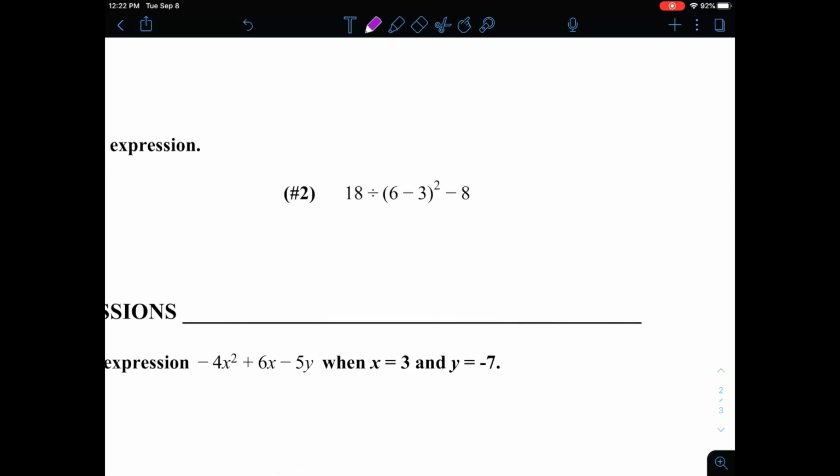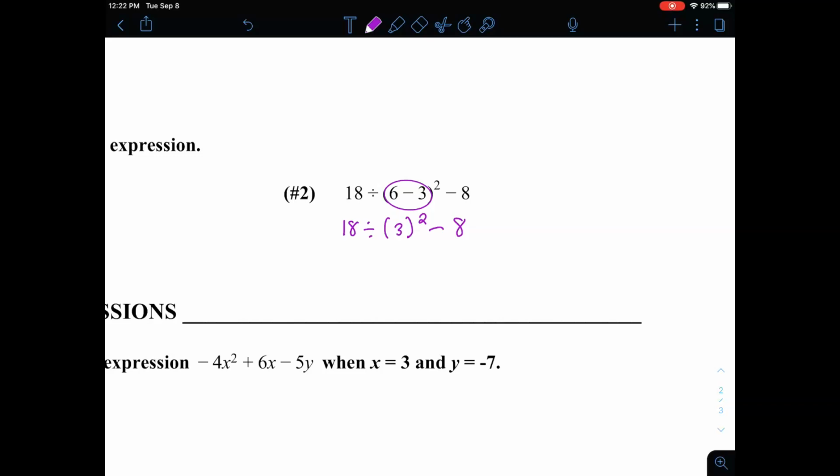All right, number 2, any parentheses we have to do here? We do. We have the 6 minus 3 in the parentheses. So we have 18 divided by, what's 6 minus 3 going to be? It's going to be 3 squared minus 8. All right, back to the beginning of PEMDAS. Do we have any more parentheses?